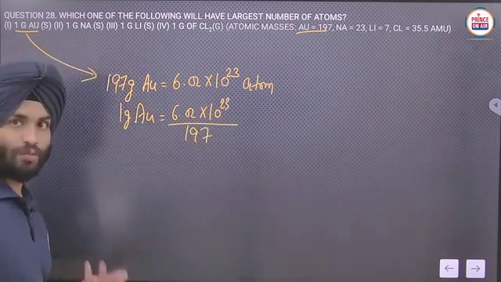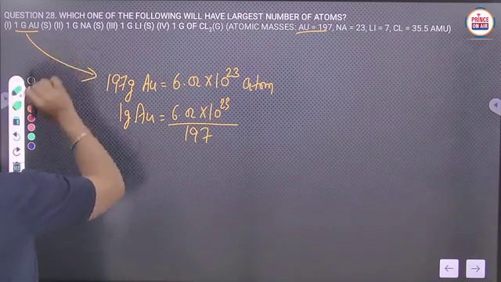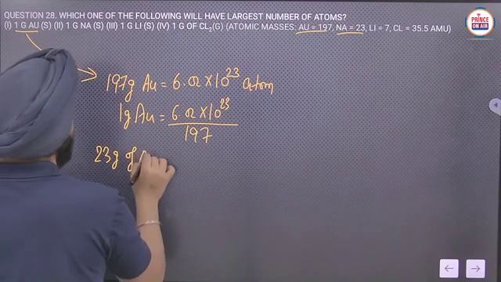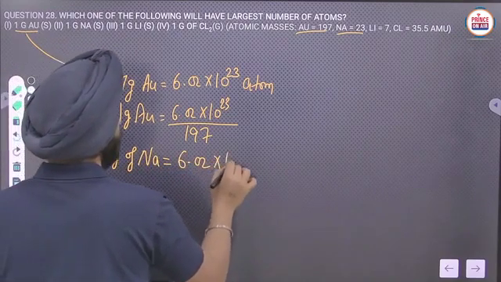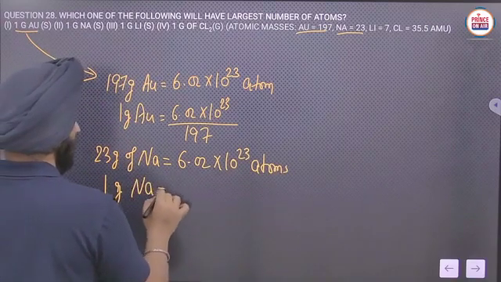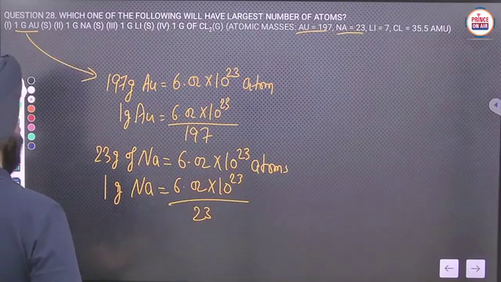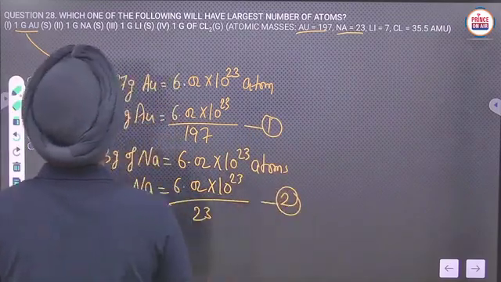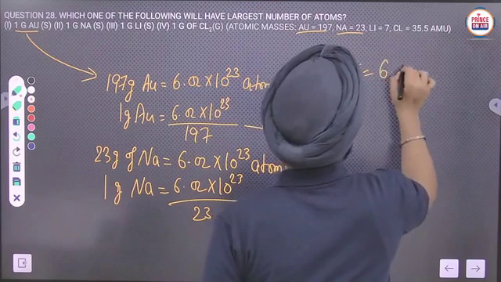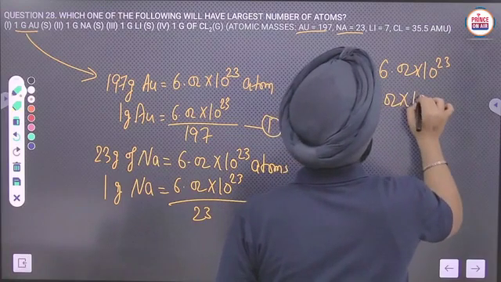Don't solve this value. We just have to tell the answer to the question, no? Next one is 1 gram of sodium. Sodium is 23. So 23 gram of sodium will carry 6.02 × 10^23 atoms of sodium. 1 gram of sodium will carry 6.02 × 10^23 upon 23. That is the second one. Next one is lithium. So 7 gram of lithium will carry 6.02 × 10^23. 1 gram will carry 6.02 × 10^23 upon 7.